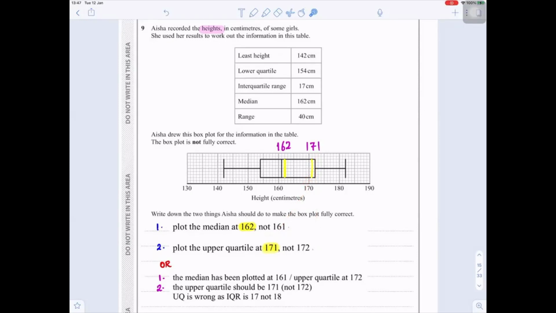That's the second mistake. Or you can say it as the median has been plotted at 161 and then the upper quartile at 172, which are the wrong positions. And that would give you the mark. So that's just another way to say the same thing to correct those two mistakes. And it's a 2-mark question.